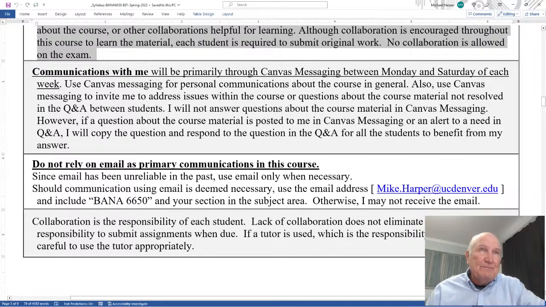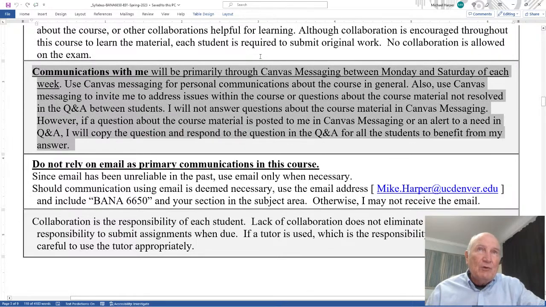Communications with me will be primarily through Canvas messaging between Monday and Saturday of each week, and I will visit it periodically. Use Canvas messaging for personal communications about the course in general. Only use Canvas messaging to invite me to address issues within the course or questions about the course material, not resolved in the Q&A between students.